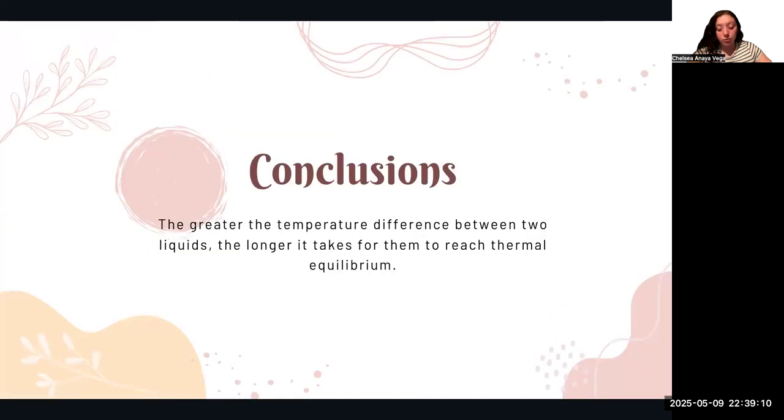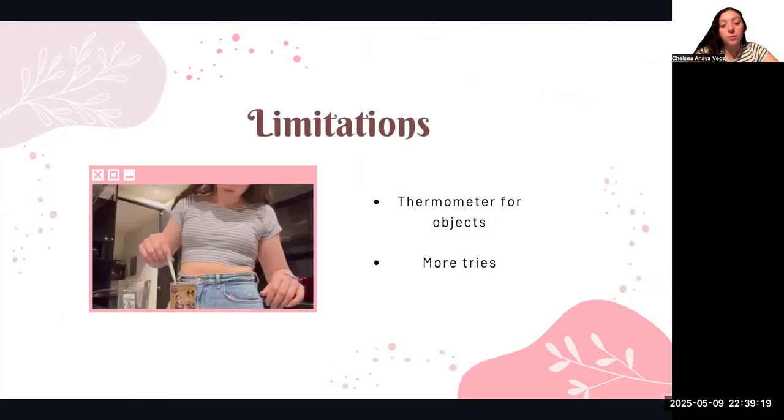For my conclusion, the hypothesis was true. The greater the temperature difference between two liquids, the longer it takes for them to reach thermal equilibrium. My limitations in this experiment were not finding a thermometer for objects, as was the first idea. And I think making this experiment with objects will allow me to make more tries and get better results.